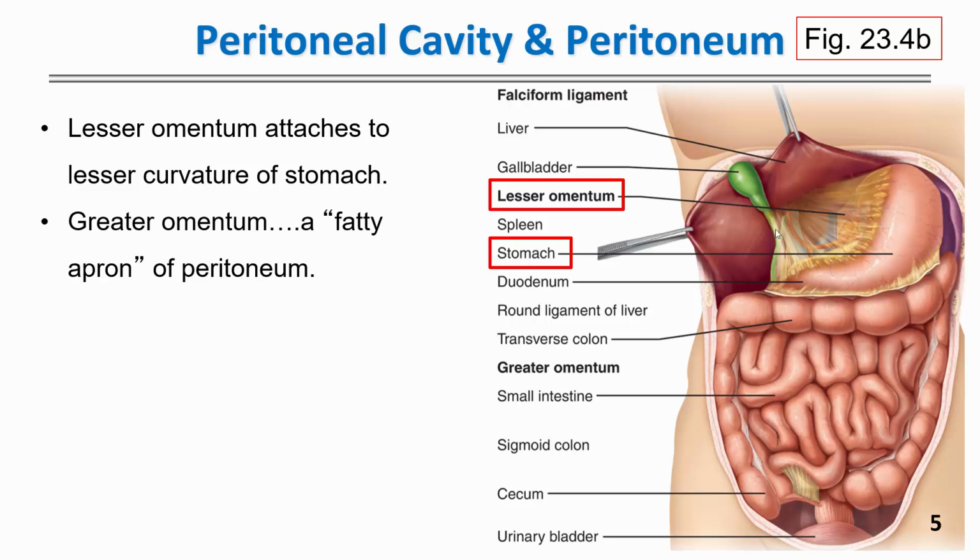Once again, the lesser omentum is defined by its attachment to the lesser curvature on the superior side of the stomach. So this ends our first video on the anatomy of the digestive system.